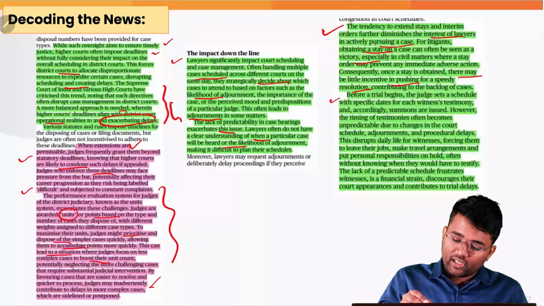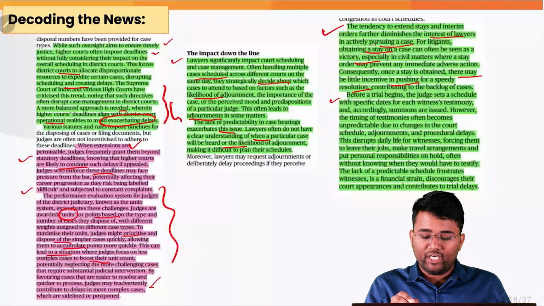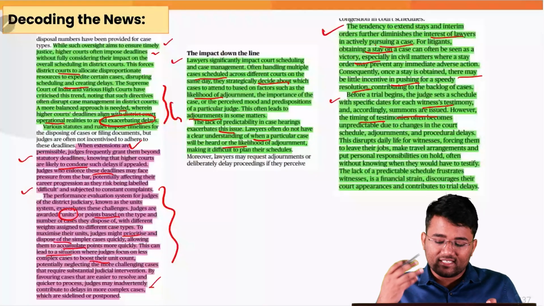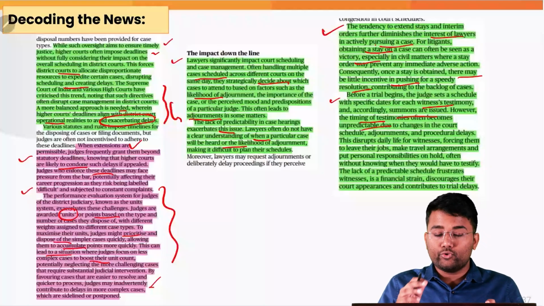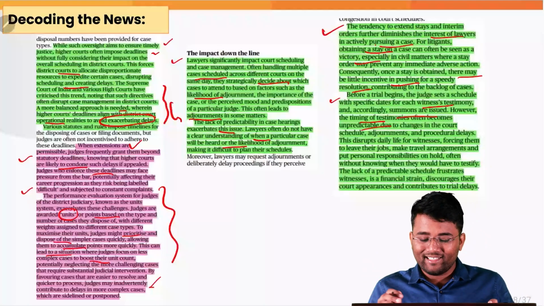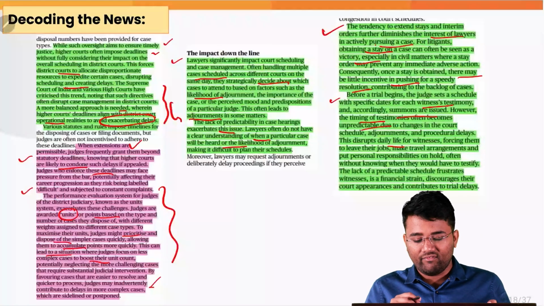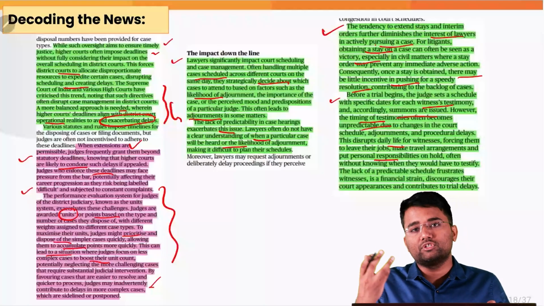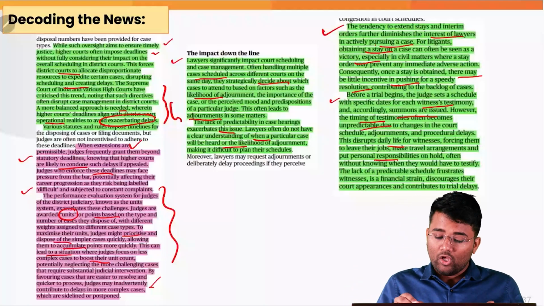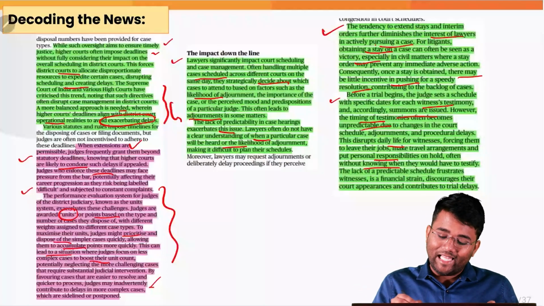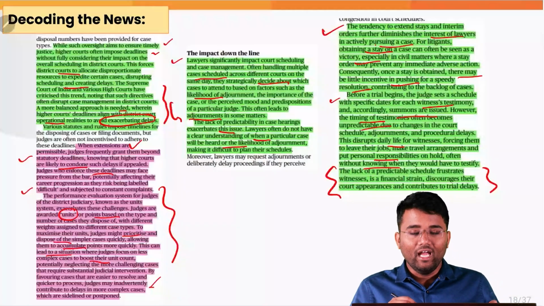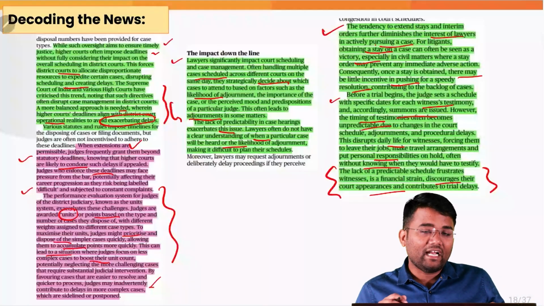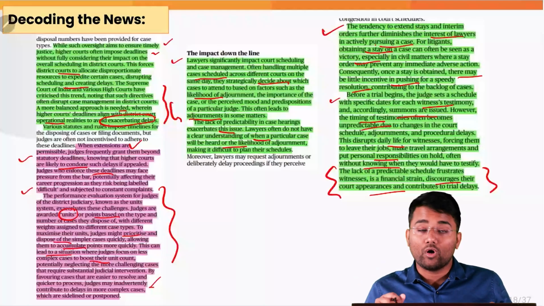Before a trial begins, the judge sets a schedule with a specific date for each witness's testimony, and accordingly summons are issued. However, the timing of testimonies often becomes unpredictable due to changes in the court schedule, adjournments and procedural delays. This disrupts the daily life of the witnesses, forcing them to leave their jobs, make travel arrangements, and put personal responsibilities on hold, often without knowing when they have to testify. This lack of a predictable schedule frustrates witnesses, creates a financial strain and discourages their court appearances, and in various cases these witnesses become hostile.